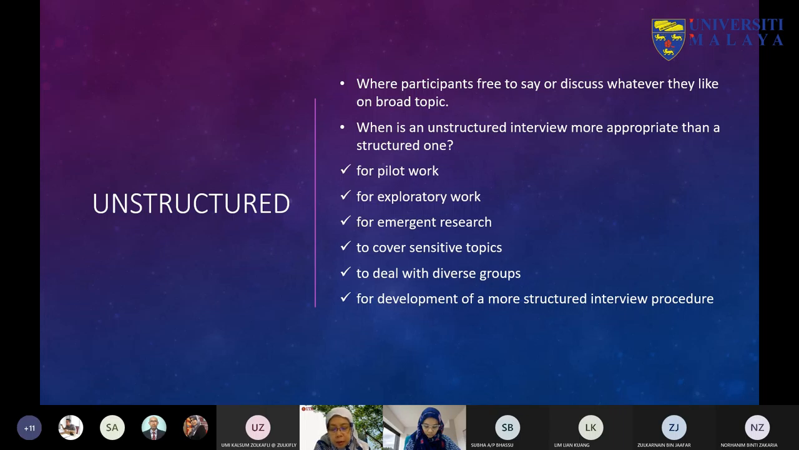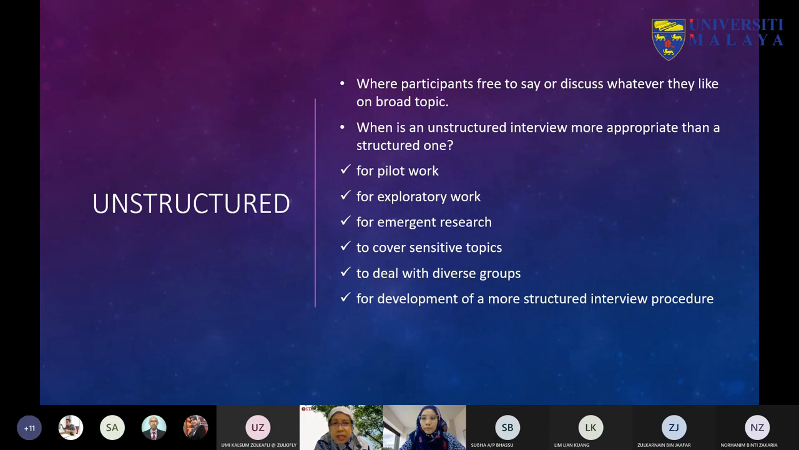It is also appropriate for pilot work, for pilot study work, for exploratory research. That means if your study uses a mixed method research design, so you have quantitative or experiment, but you want to explore, to get some idea on something, that means exploratory work. You can also have unstructured interview question for your exploratory works. So just to explore a few things, you can have unstructured as well.